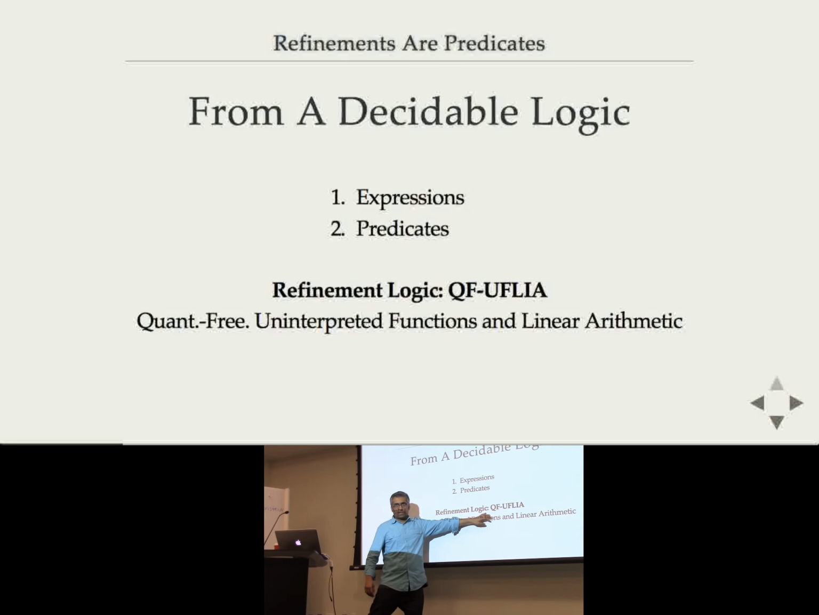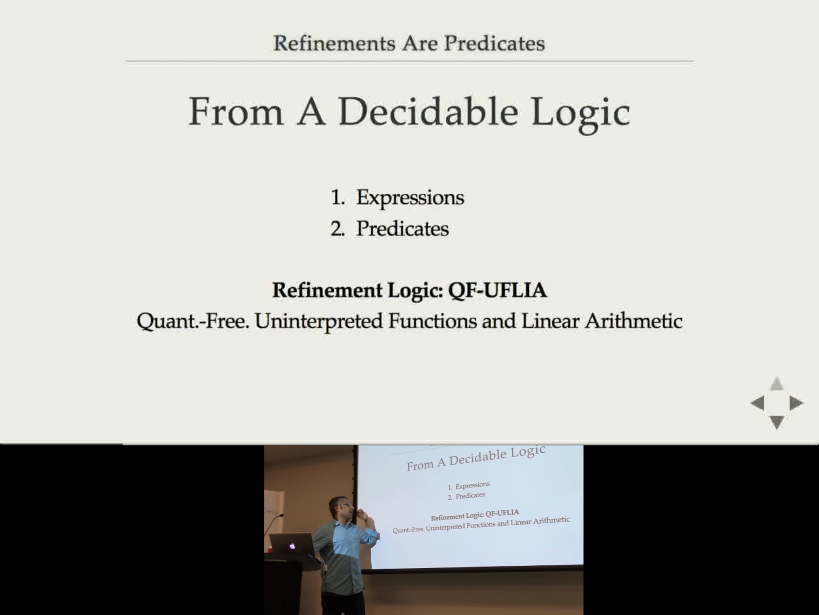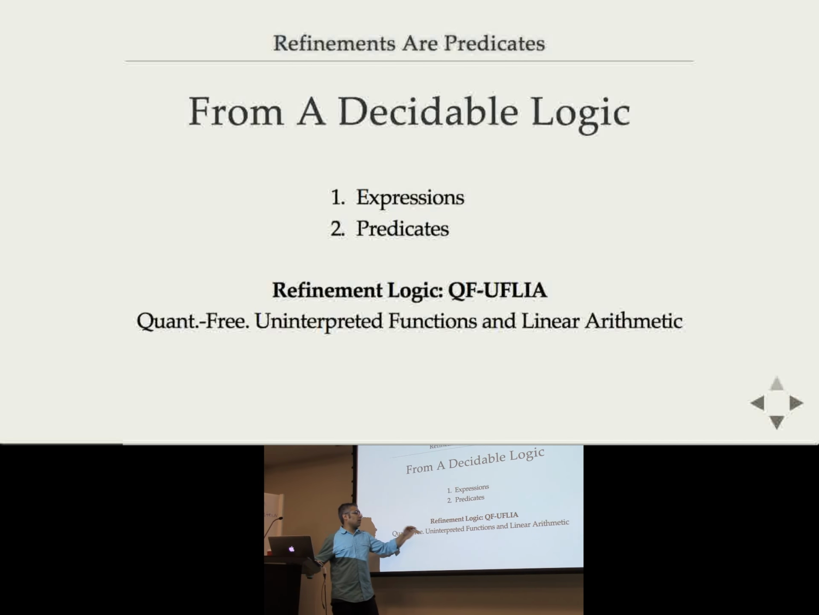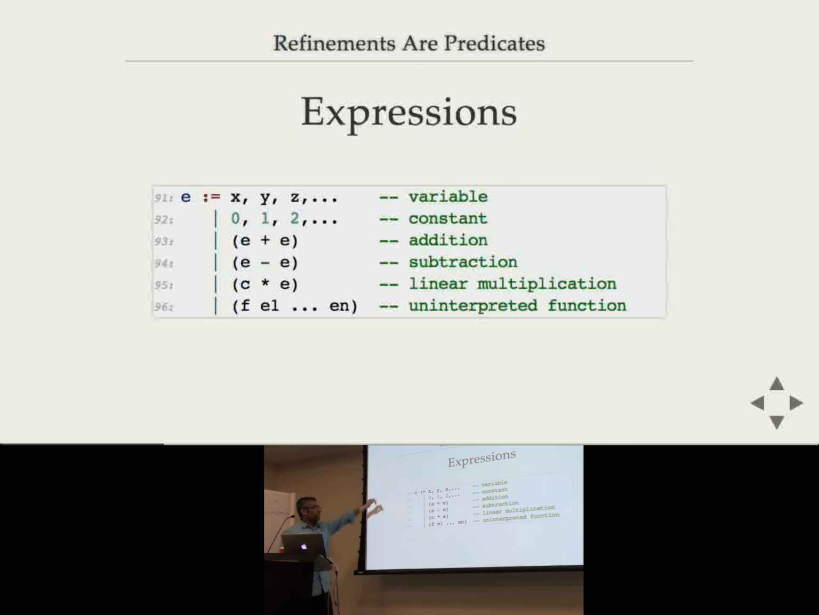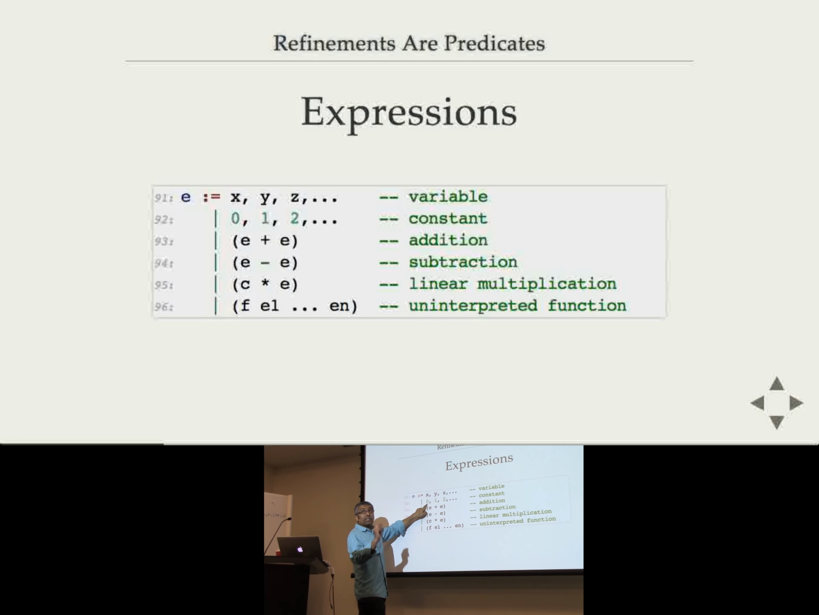For those of you who know what this means, great. For those of you who don't, worry not. It's the logic of quantifier-free formulas of uninterpreted functions and linear arithmetic. What does that mean? This is what it means. Expressions are just variables x, y, and z, or integer constants 0, 1, 2, 3, 4, 5, 6. You can add two expressions, you can subtract expressions, you can take an expression and multiply by a constant. So this is essentially linear arithmetic.